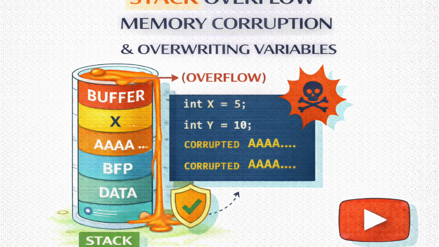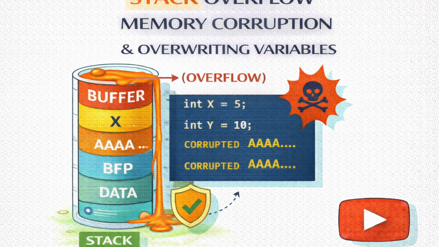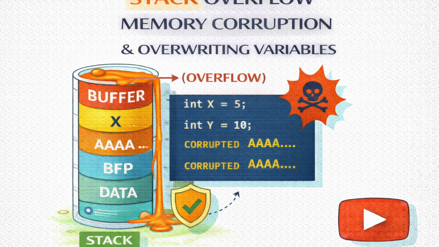Auth flag. Let me guess, that's the variable that decides if I'm allowed in or not. Correct. In the code, auth flag starts at 0. In C++, 0 means false, so access denied. If you type the correct password, the program would manually change that flag to 1, or true. But we aren't typing the correct password. We're typing 17 A's.